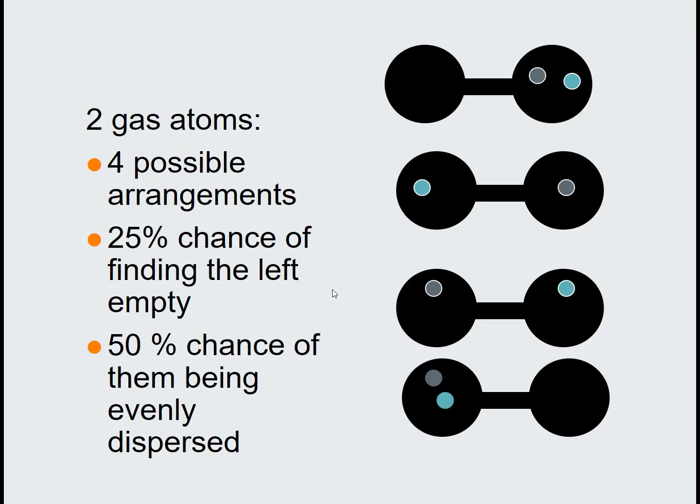Now, what if there were two gas atoms? Where could they be? They could be stacked up on the right-hand side or stacked up on the left-hand side. But your most likely scenario is that they would be evenly distributed. So that randomness of just colliding with each other in the size of their container, they would end up having an equal possibility of being on the left-hand side or the right-hand side. Taken all together, you would see that there is more likely a chance of them being evenly dispersed.